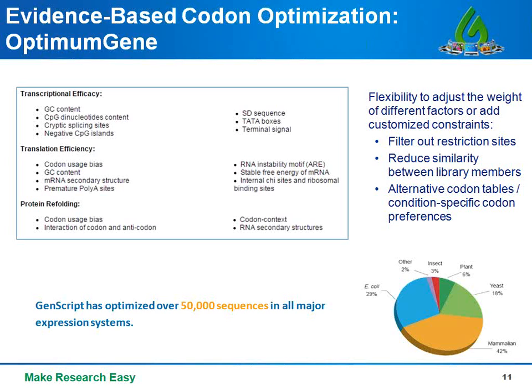Now, GenScript has an OptimumGene codon optimization algorithm that considers dozens of different parameters that have been shown to influence the efficiency of transcription, translation, and protein folding. Our algorithm also allows flexibility to adjust the weight of different factors or to add customized constraints, such as filtering out restriction sites that you're planning to use in your cloning strategy, or reducing similarity between different sequences if you're creating a library.